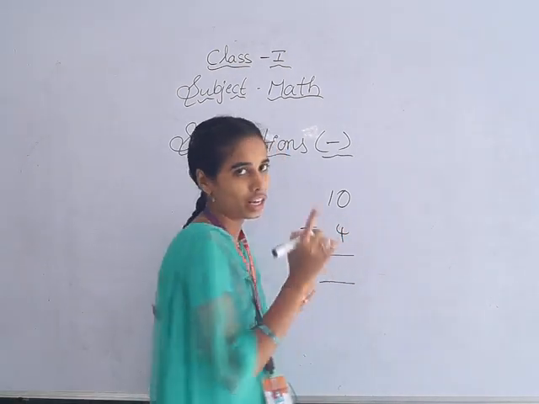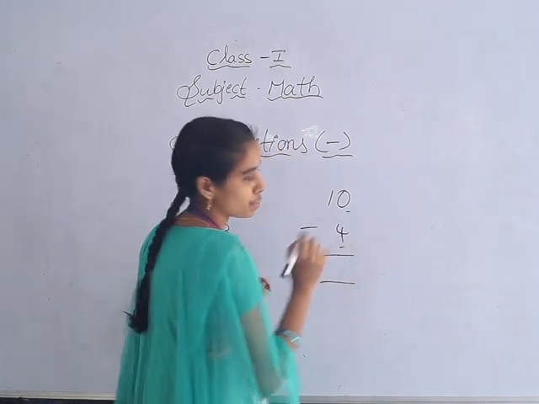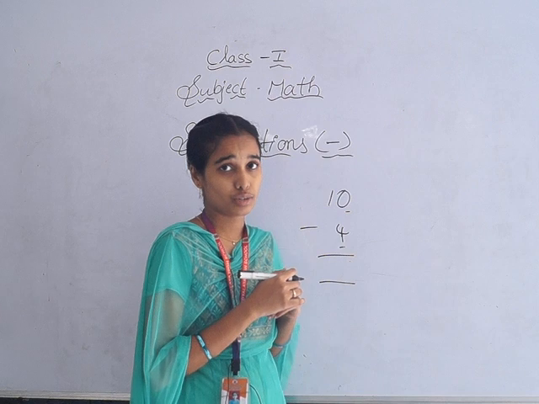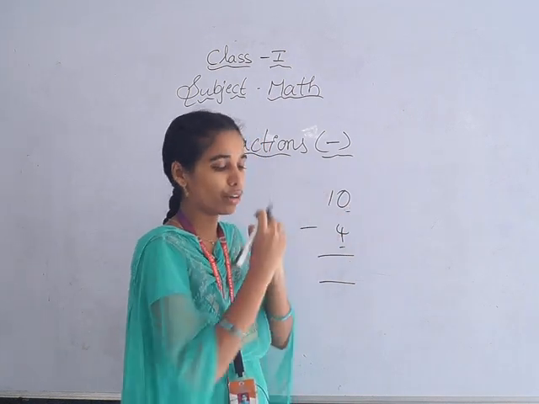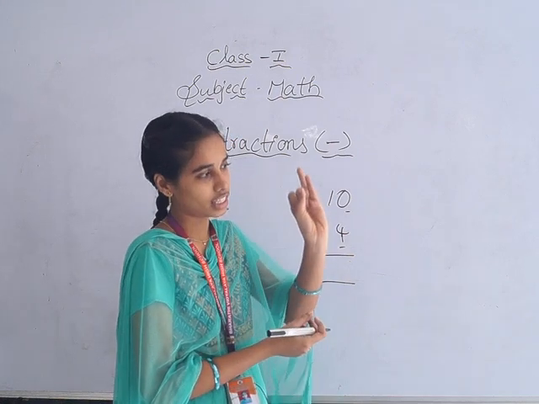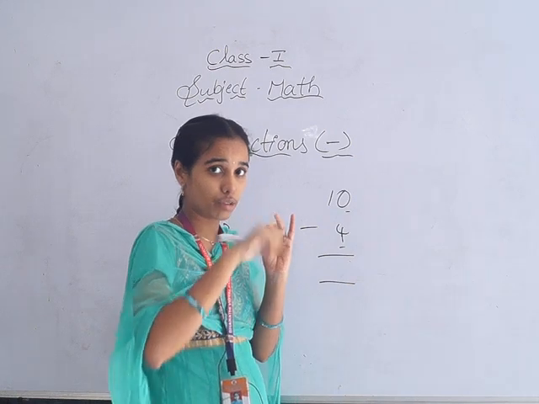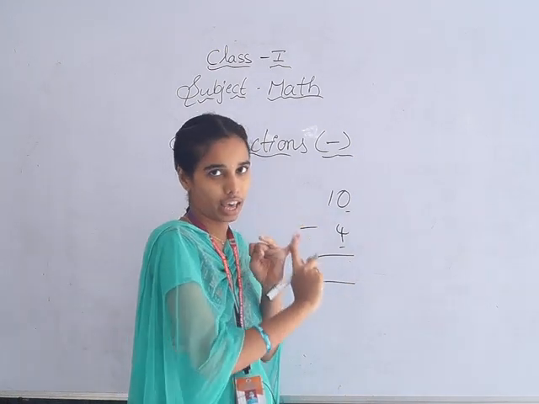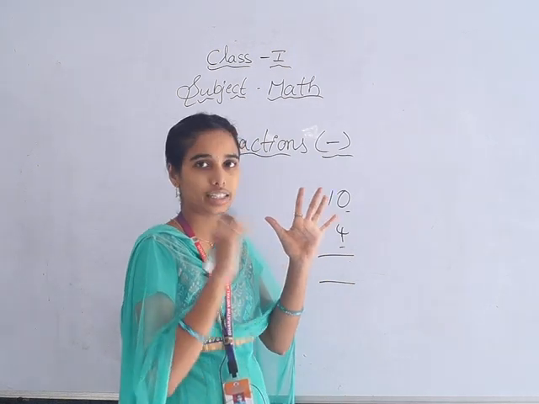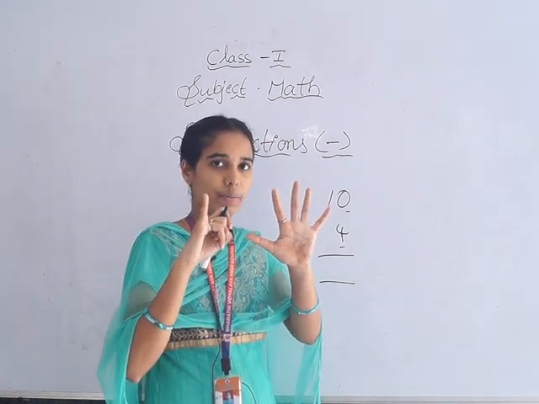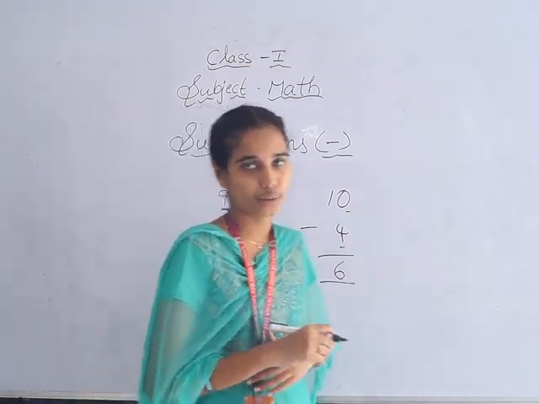Next, 10 minus 4. So here 10 is the biggest one and 4 is the smallest one. So smallest number is 4, no? So you have to count 4 up to 10. After 4, 5, 6. After only you have to count. Don't add 4 here. I am saying 4 after. 4 after 5, 6, 7, 8, 9, 10. So how many are you opened? 6. So answer is 6. Like that you have to do.